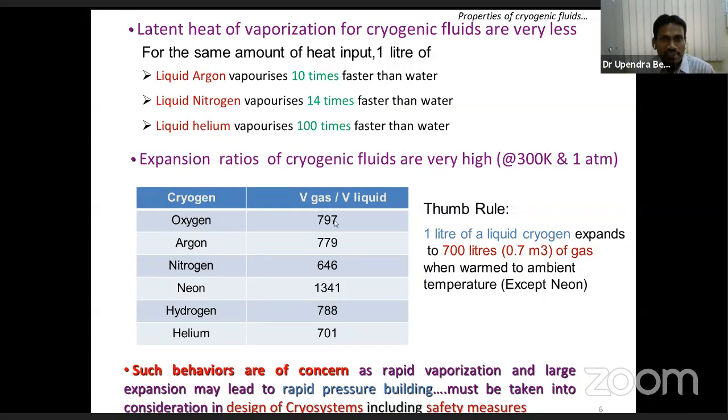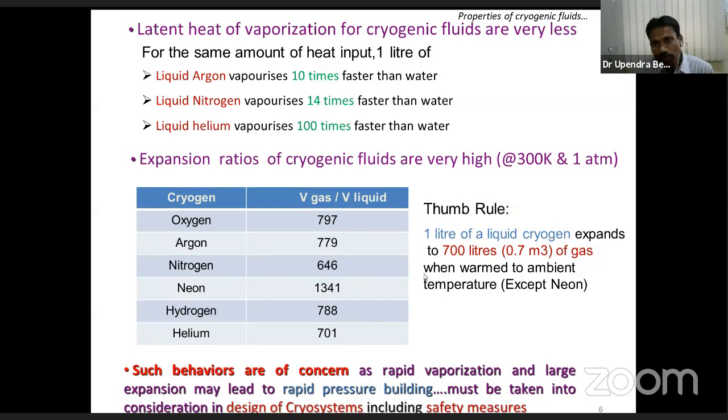Just see, this table gives the idea that when 1 liter of liquid oxygen vaporizes and reaches room temperature, that is 300 Kelvin at 1 atmosphere pressure, from 1 liter of liquid you can get 797 liters of gas, almost 800 times, and argon is 779 liters from 1 liter of liquid argon. Nitrogen is 646 liters of gas from 1 liter of liquid. Neon is 1341, hydrogen 788, and helium is 701 liters of gas from 1 liter of liquid.